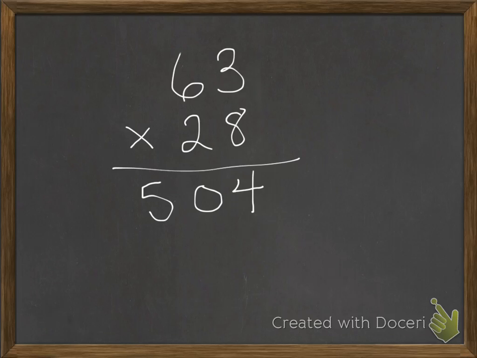The 2 is in the tens place, but before I'm allowed to multiply it, I need to write down a 0 in my ones place. 2 times 3 is 6, and 2 times 6 is 12.